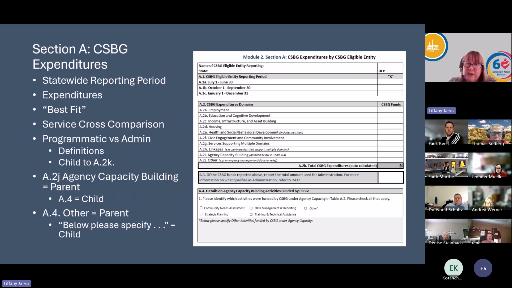That is if your organization used CSBG dollars towards agency capacity building, that is indicated by a number greater than 0 in A2I. And in A4, when you're saying, how did we spend those dollars? Let's say it's $100. Then you're saying in A4, how did we use those $100? There are 4 defined categories: community needs assessment, strategic planning, data management and reporting, and training and attendance. If one or multiple of those apply, you select all that apply. Well, let's say you've done something completely different. Then you select other, and then you have to use the below, please specify. That's when you would use that section.